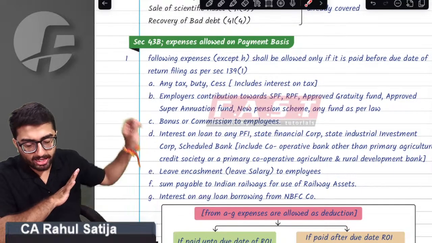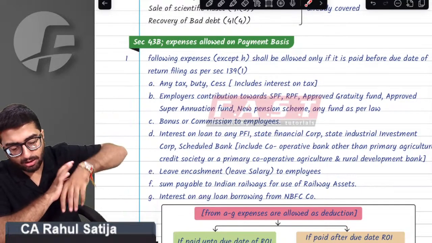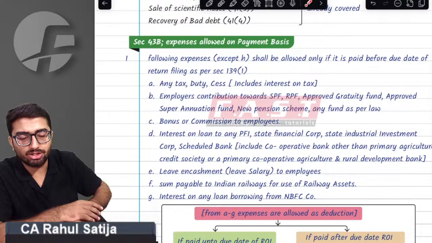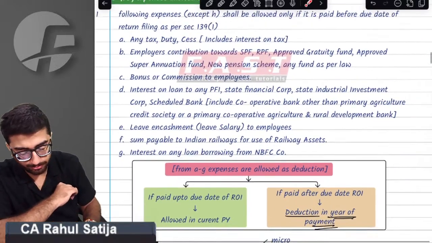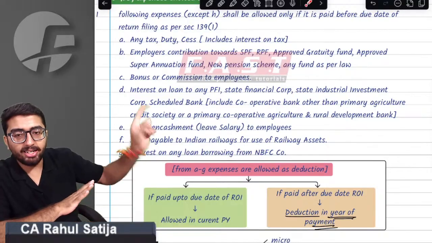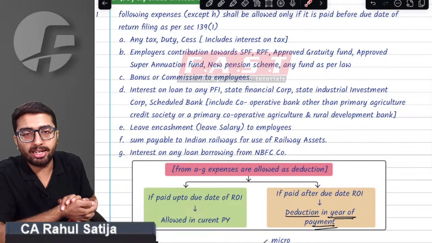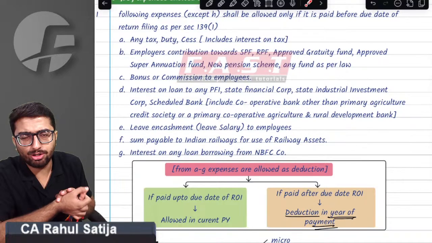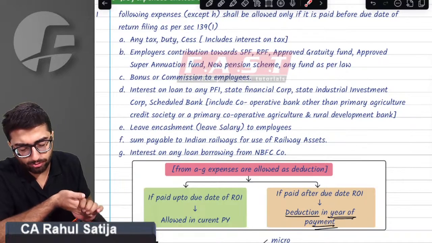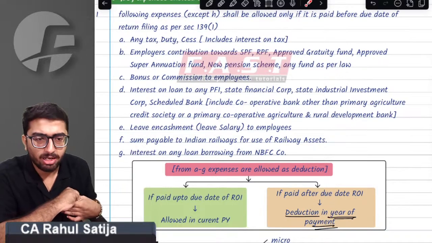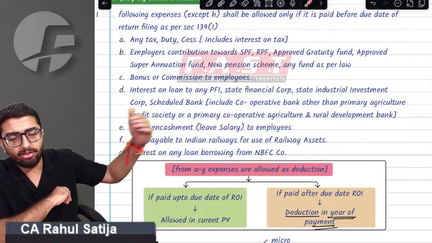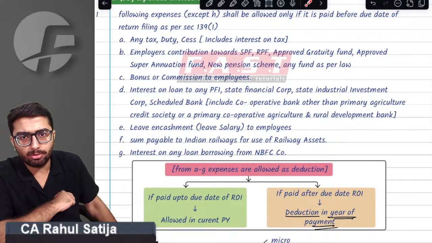So we got this point. Any kind of tax, duty, cess, or interest on such taxes shall become disallowed if we do not pay them up to the due date of ROI. Second, any kind of employer's contribution to recognized provident fund, approved superannuation fund, approved gratuity fund, or approved pension fund, or ESIC, shall become taxable if the employer did not pay up to the due date of ROI.